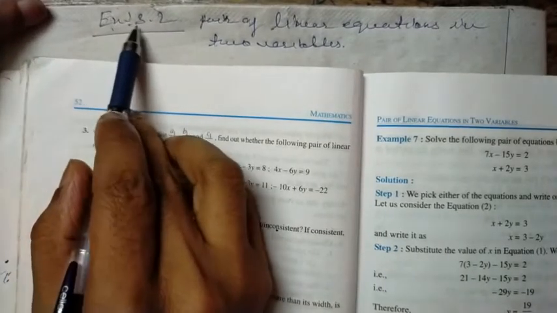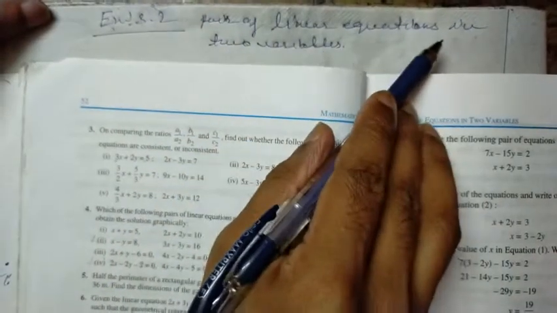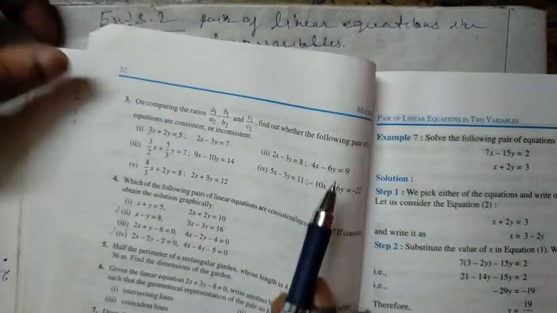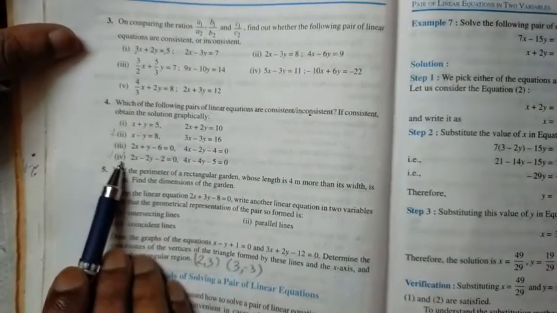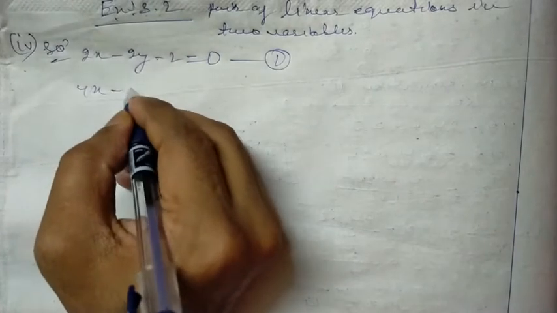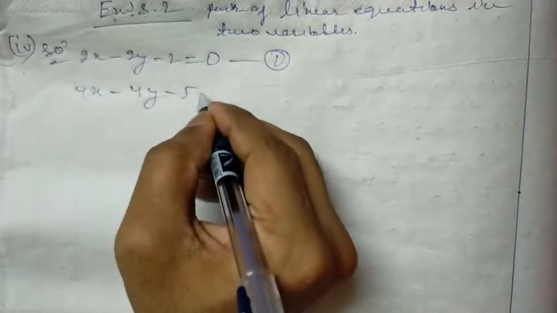We are doing exercise 3.2, pair of linear equations in two variables. Question number 4, Roman number 4, is the solution. The question is 2x minus 2y minus 2 equal to 0. This will be our first equation. The second is 4x minus 4y minus 5 equal to 0.